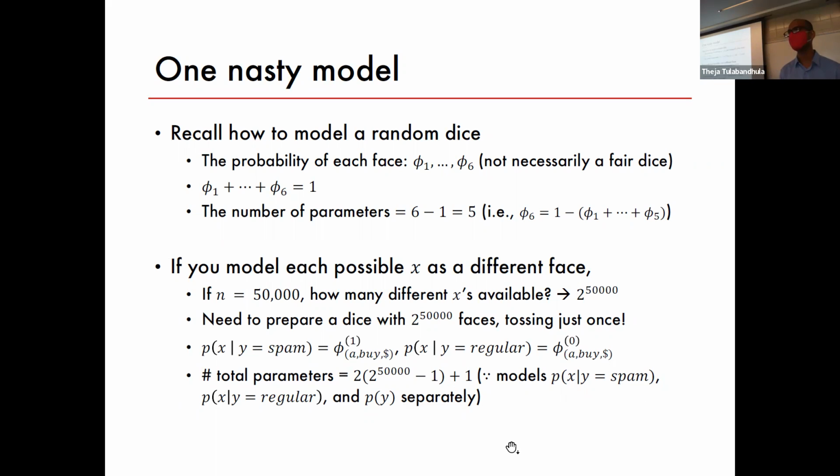This is just to show that if you naively think of a model like this, it's a model which is making minimal assumptions about the x, the feature vector, and because of that, it's having to pay a price in terms of the number of parameters to be learned, which is exponential in the number of words, 2 to the power 50,000. Any questions here?